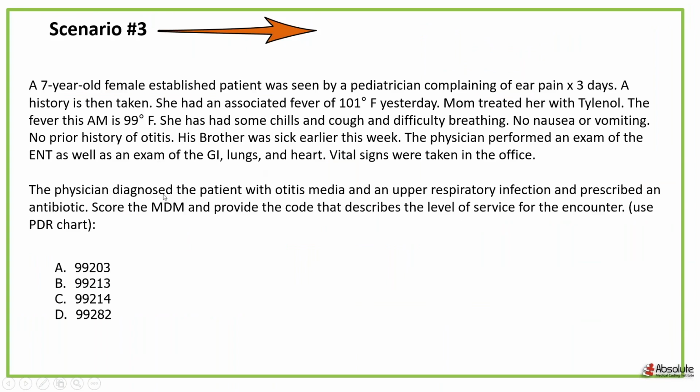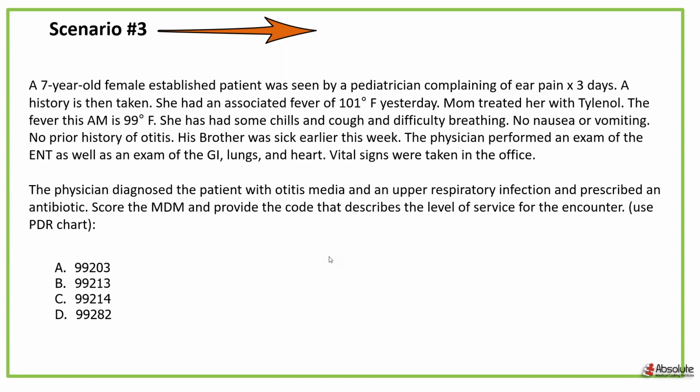The scenario 3. Ms. Jasmith, please and thank you. Thank you so much again, Mr. Sandeep. Score the MDM and provide the code that describes the level of service for the encounter. Your options are A 99203, B 99213, C 99214, and D 99282.